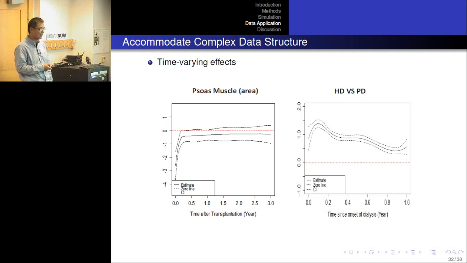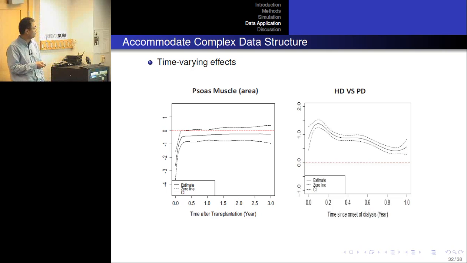As I mentioned, for the Cox model we assume the hazard function is proportional over time, but that may not be true in practice. The left figure is for transplantation patients. The horizontal axis is the time after transplantation. The vertical axis is the coefficient, the log hazard ratio. If the coefficient is negative, the hazard ratio is less than 1, which means it's a protective factor. If the coefficient is larger than 0, the hazard ratio is larger than 1, a risk factor. This variable is called source muscle. It's a muscle on the back of a human being.